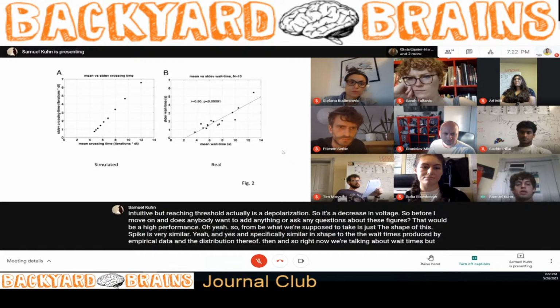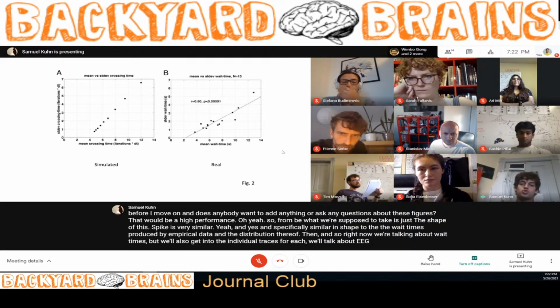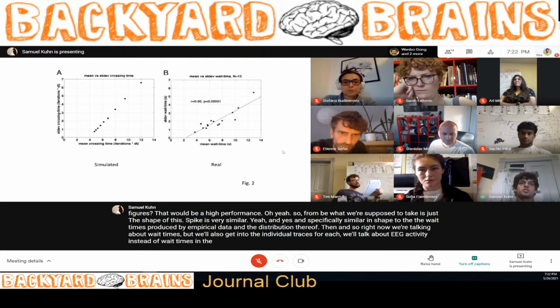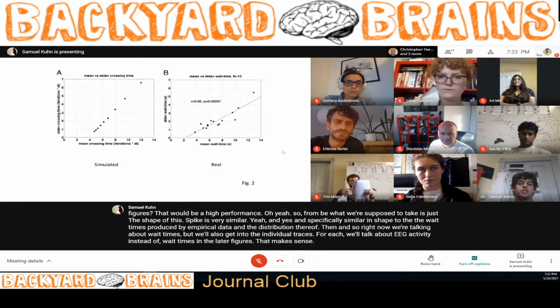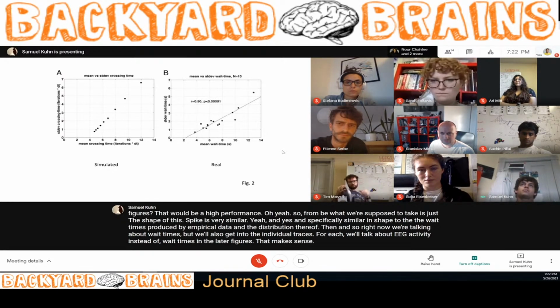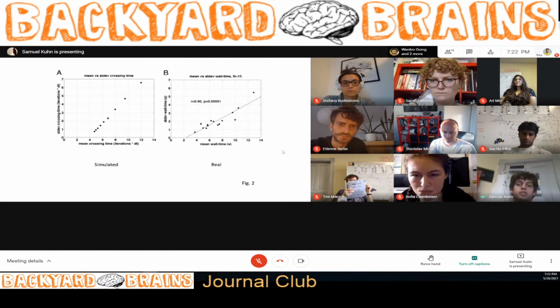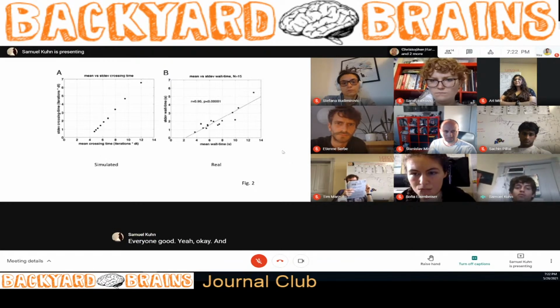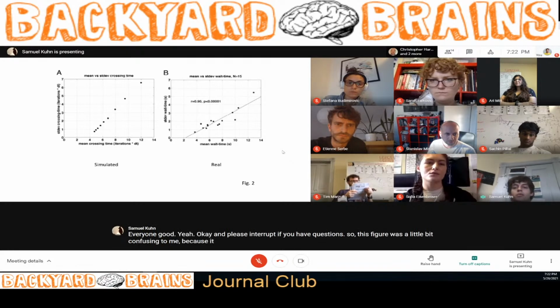Okay, so this figure was a little bit confusing to me because it attempted to draw a correlation using something called bounded integration, which I'm not entirely sure what it is. I think it's just a mathematical model that is used to model certain areas in the brain, and it tends to show this sort of relationship between averages and standard deviations.